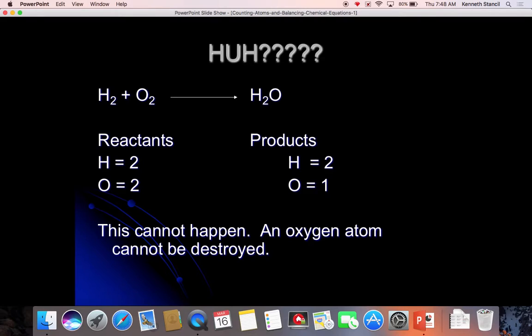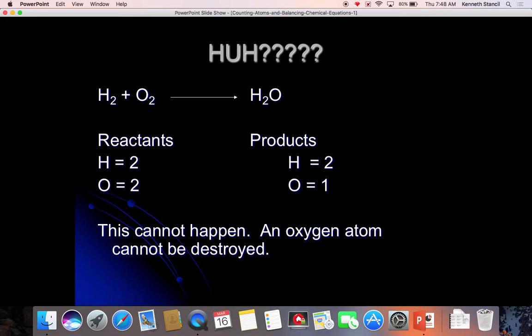H2O2 yields H2O. Is that possible? No. Because on our reactant side, based on what we know about counting atoms now, we've got 2 hydrogen and we've got 2 oxygen. But on our product side, we've only got 2 hydrogen, but 1 oxygen.